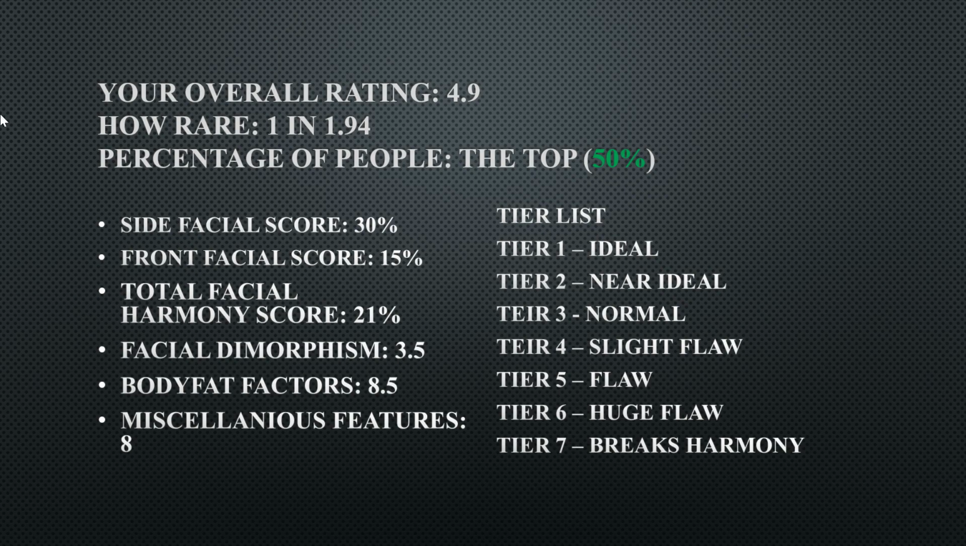The tier list to the right side: tier 1 is ideal, tier 2 is near ideal, tier 3 is normal, tier 4 is a slight flaw, tier 5 is a flaw, tier 6 is a huge flaw, and tier 7 breaks harmony. Now, before I start, I'm not going to go through all the measurements. I'm going to go through the most important ones that I feel like need to be talked about, and we're going to go from there.